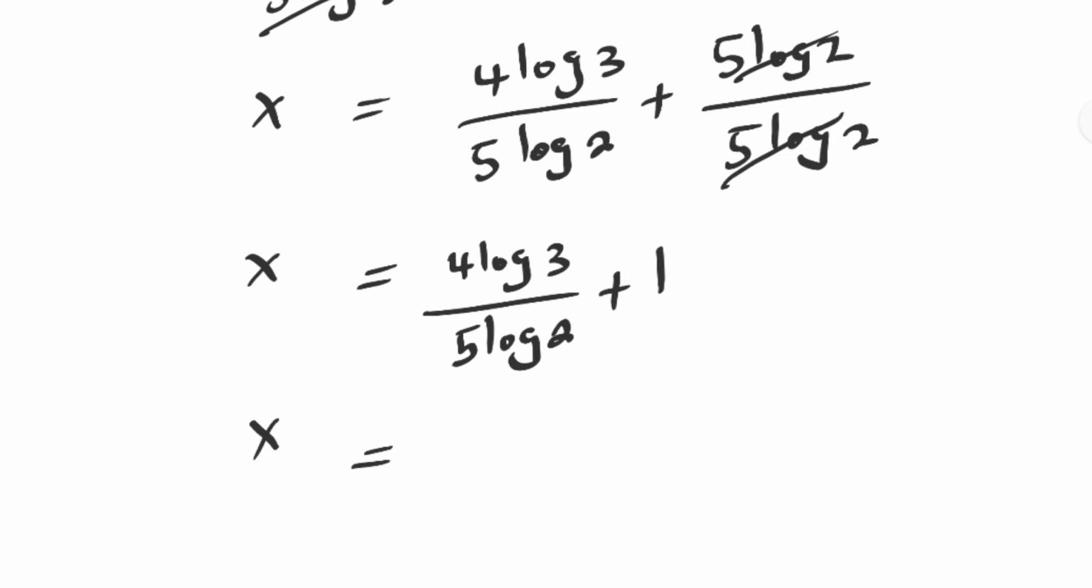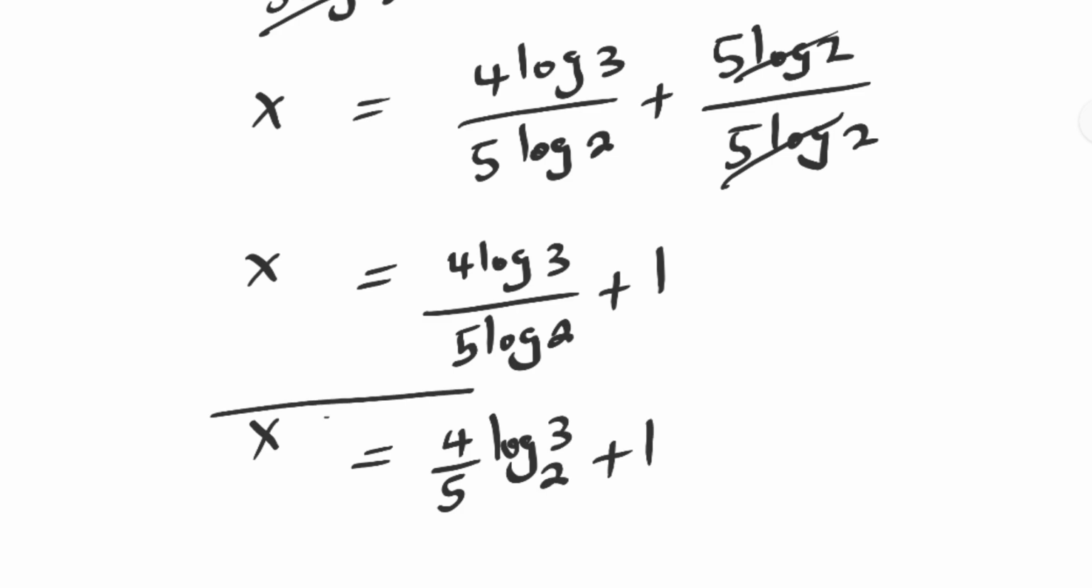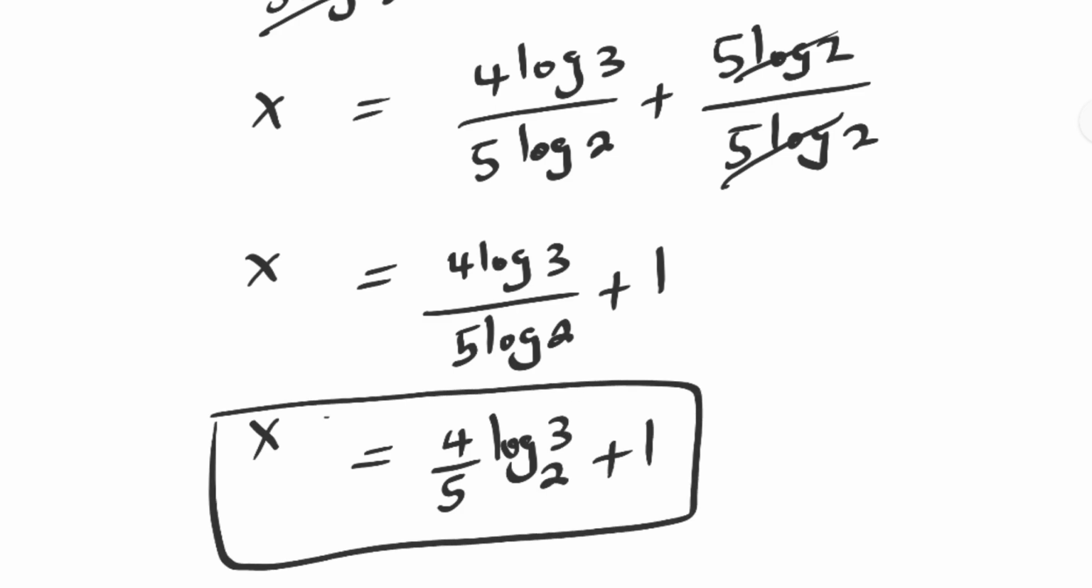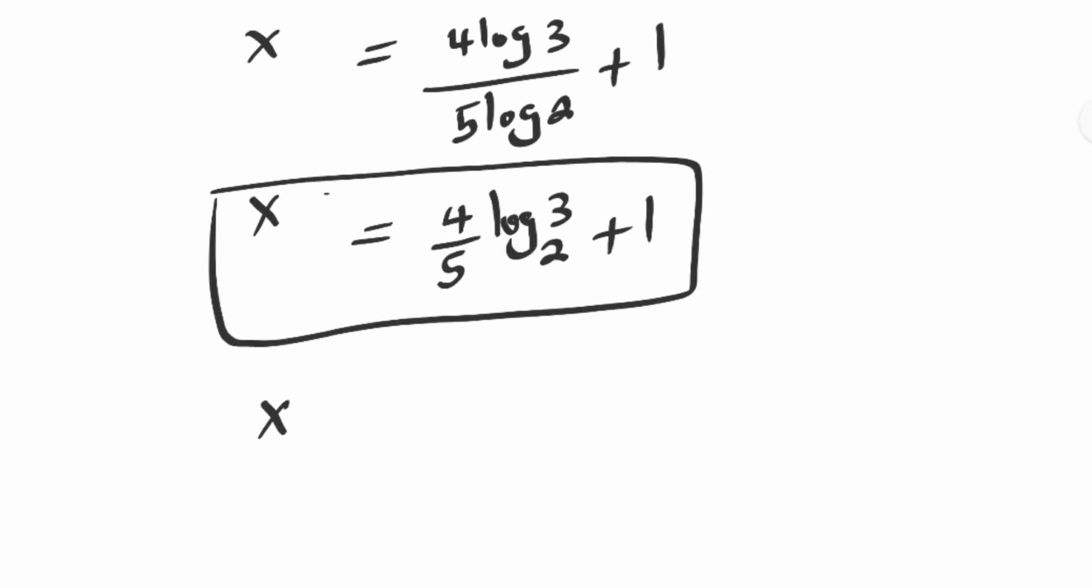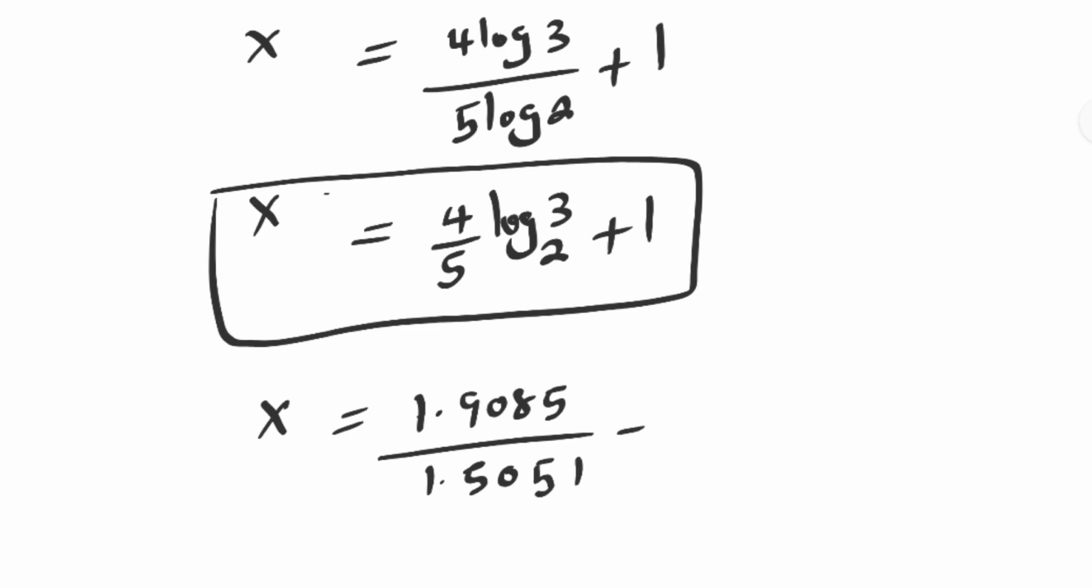x is equal to, we have 4 over 5 log 3 base 2 plus 1. You may leave your answer in this form, or if you want to use calculator, x will be equal to 4 log 3, which is 1.9085, over 5 log 2. This is 1.5051 plus 1.